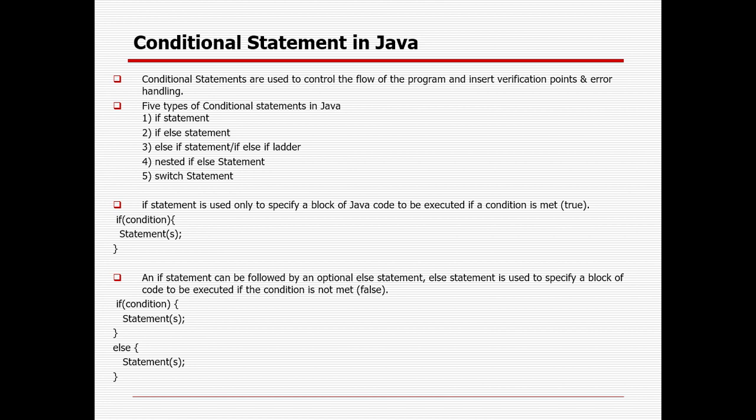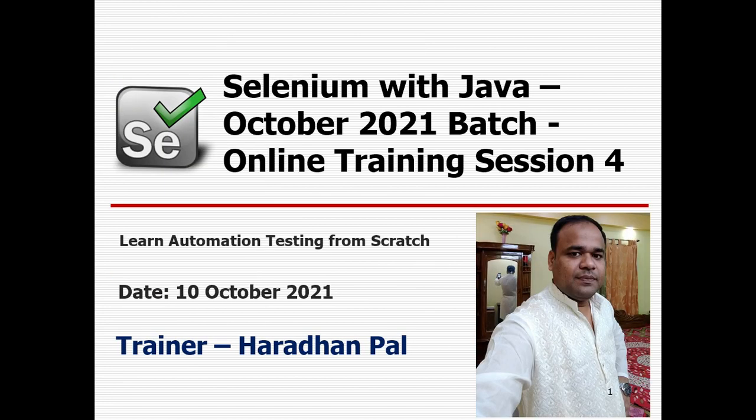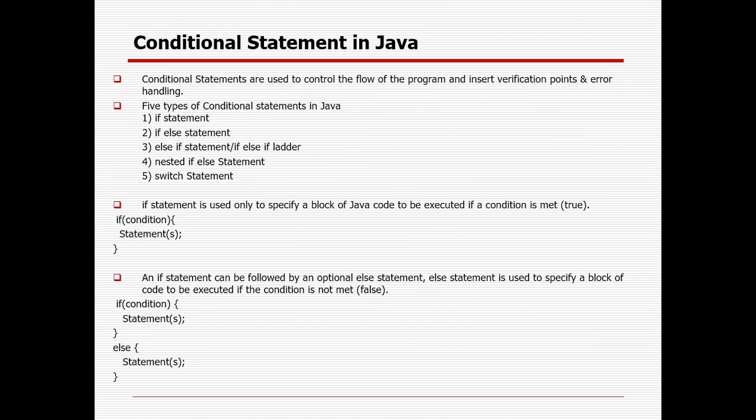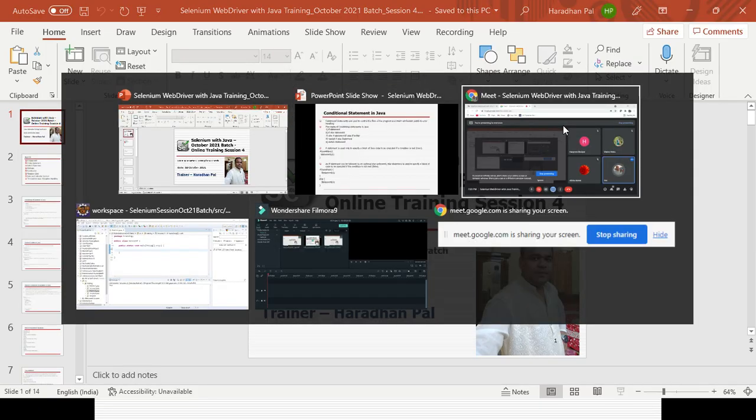So if statement means there will be only one condition. If the condition is true, then you can get the output, or you can validate it. But in case the condition is false, there is nothing you can validate. To overcome this, the if and else condition came. If the condition is true, you get some output, and if the condition is false, you also get some output. So let me give you a simple example of how we construct if and else.